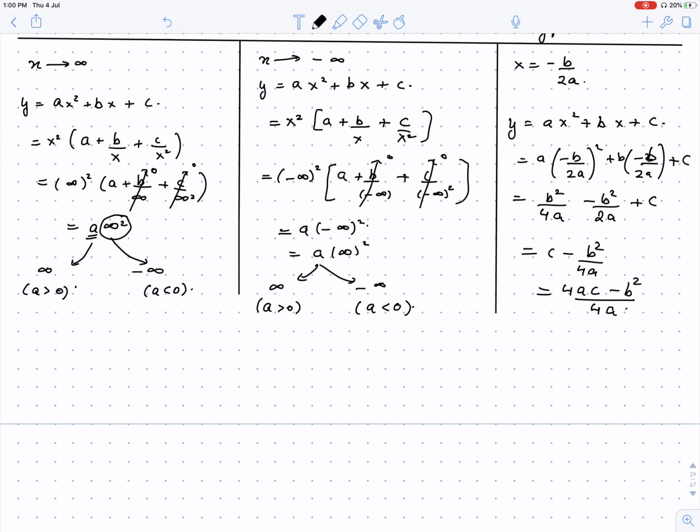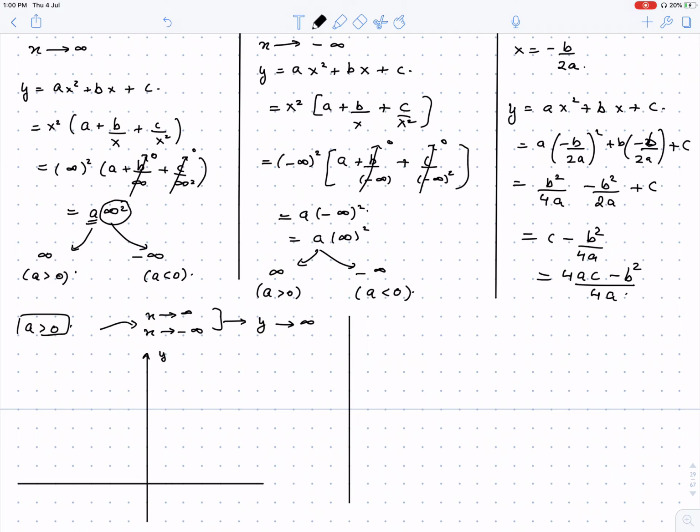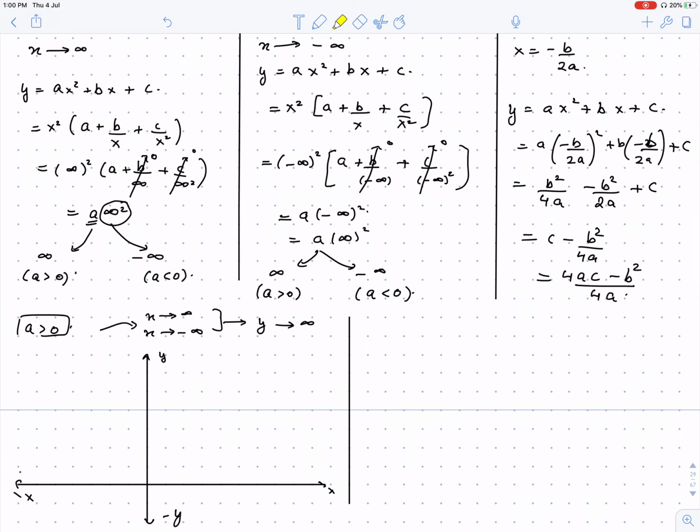Now you can actually see the graph. Two possible cases over here can be framed. One, a greater than 0. If a is greater than 0, then both at x tending to infinity as well as x tending to minus infinity, y tends to infinity. What that means is, if you take the graph over here, this is my y-axis, this is my x-axis, this is my minus x, this is my minus y, and when x tends to minus infinity, y goes to infinity, so the graph starts from this point.